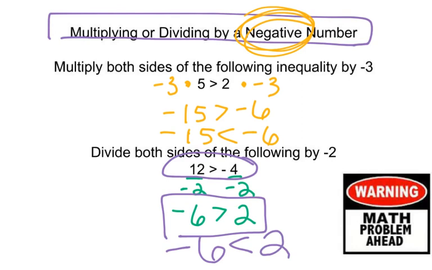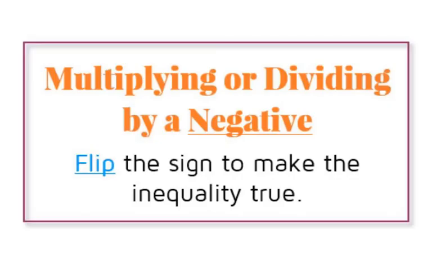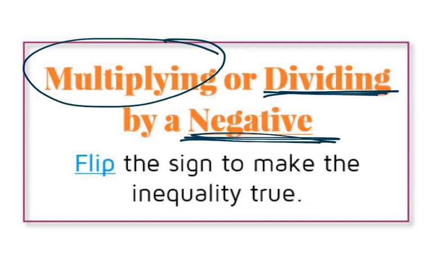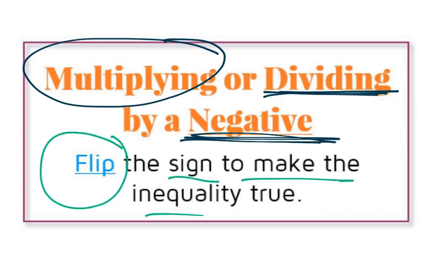Now, math is done by patterns, and once you have a pattern that is true every time, it becomes a rule for mathematics. So our rule is this. Anytime we multiply or divide by a negative number, we need to flip the sign to make the inequality true. Our inequality is not going to stay true when we multiply or divide by a negative. It will for everything else. So we're going to try out some examples for this.